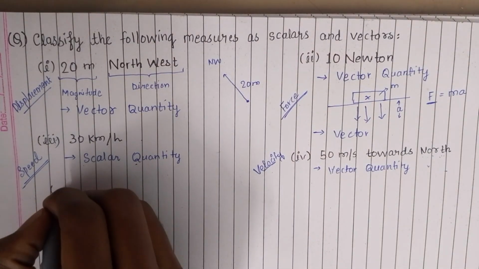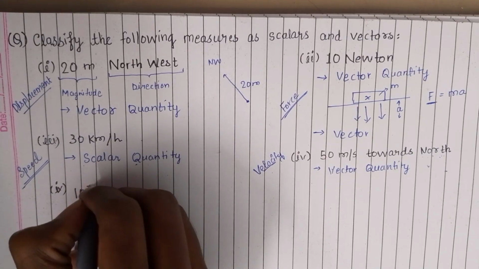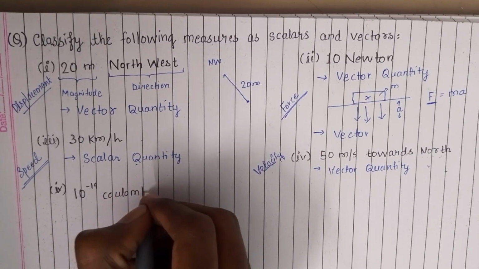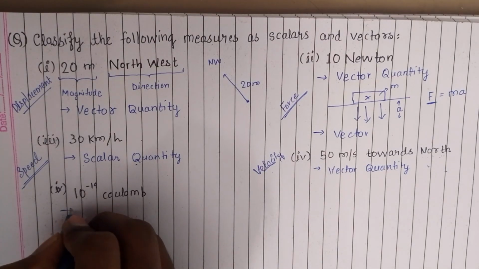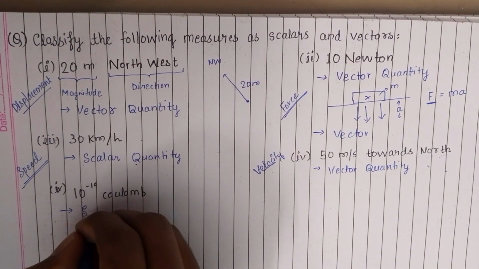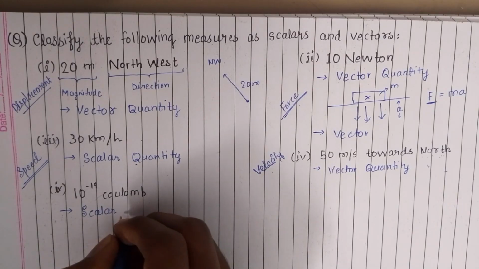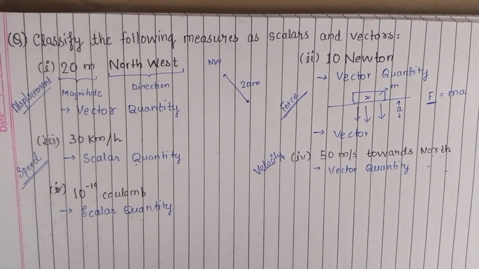And last and final question. 10 to the power minus 19 coulomb. If I'm honest, I also don't know what this is. But according to the net, according to sources, it is also a scalar quantity, because coulomb is the SI unit of electric charge, I think so. And electric charge is considered scalar. We will research more when we go deeper in physics.